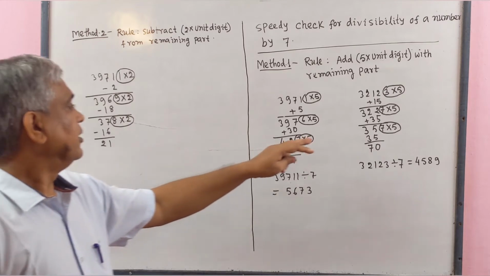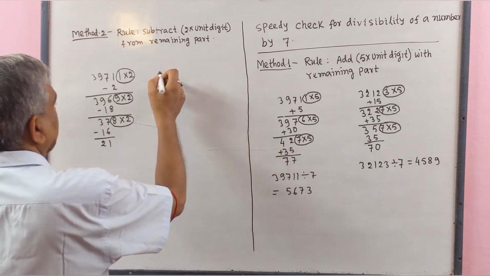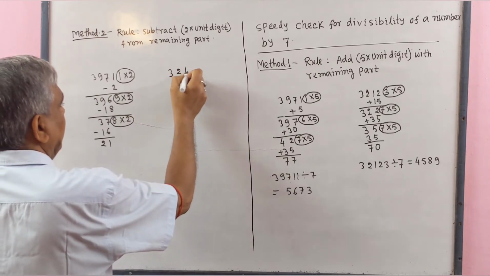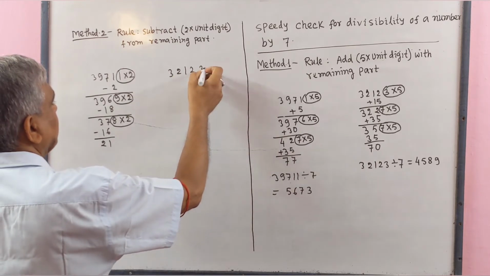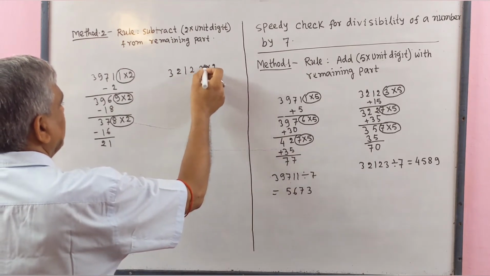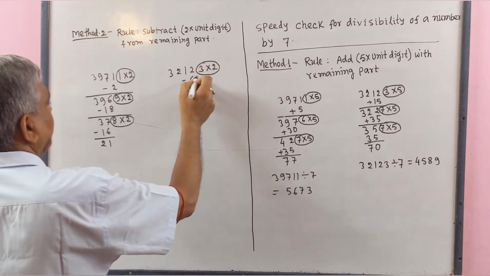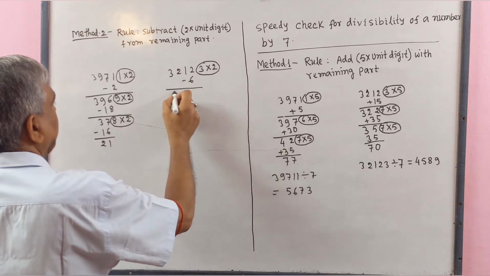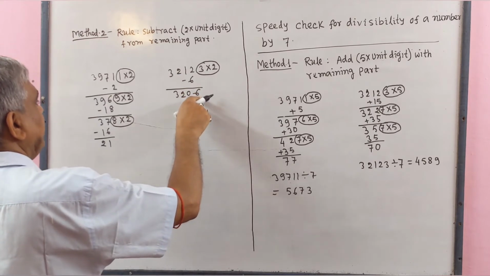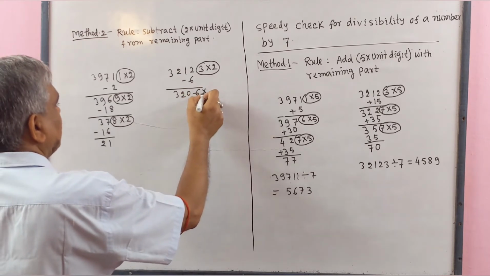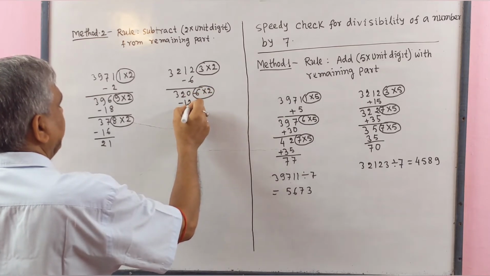Now we check for the second number, 32123. Here the digit in the unit place is 3. We multiply this by 2 and we get 6. We subtract this from the remaining part. We get 3206. Here the digit in the unit place is 6. We multiply this by 2 and we subtract this from the remaining part.